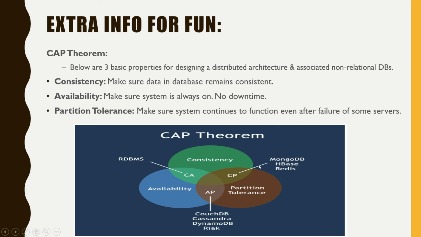So this diagram provides combination of these properties and which database systems come under the combination of those properties. Consistency and availability are properties of RDBMS system. Availability and partition tolerance can be found in CouchDB, Cassandra, DynamoDB or Riak, whereas consistency and partition tolerance can be found in MongoDB, HBase or Redis. Now, companies are trying to build a database management system which can satisfy all three properties to have a robust database management system which can handle massive amount of data at ease.